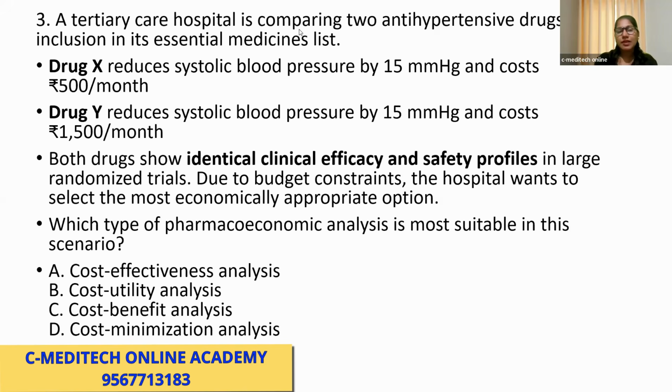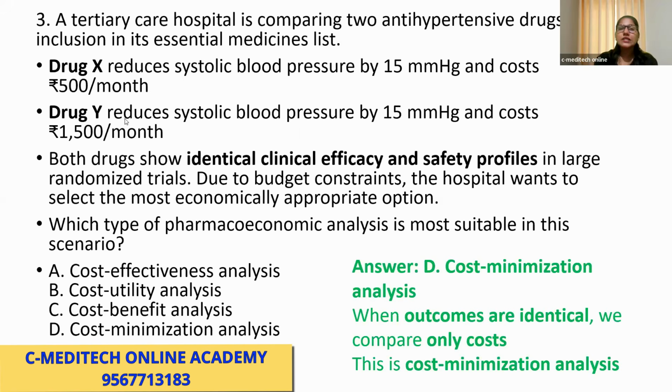So in this case, both drug X as well as drug Y show identical clinical efficacy and safety profile. Only the cost will be different. So if both drugs have identical clinical efficacy and safety profile, cost minimization analysis will be conducted. If the outcomes are different we cannot use it, but if the outcomes are the same, we can do cost minimization analysis.